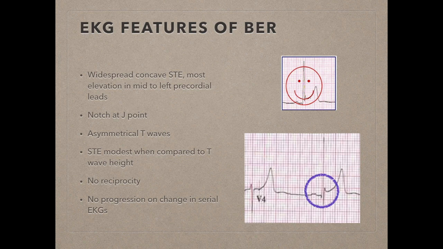No reciprocity, that's a big one. You got reciprocal ST depression? That's an MI. No reciprocal ST depression? Well, maybe there's another possible cause. And then there's no progression or change in serial EKGs. If you've ever got a doubt about the diagnosis, repeat the EKG. It's cheap, it's simple, it doesn't hurt the patient, there's no radiation, nothing involved except just a little bit of time. If it looks exactly the same, that can give you a little bit of peace of mind. Well, that's it on benign early repolarization.